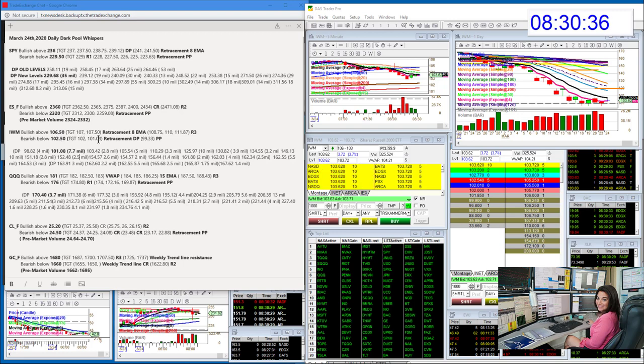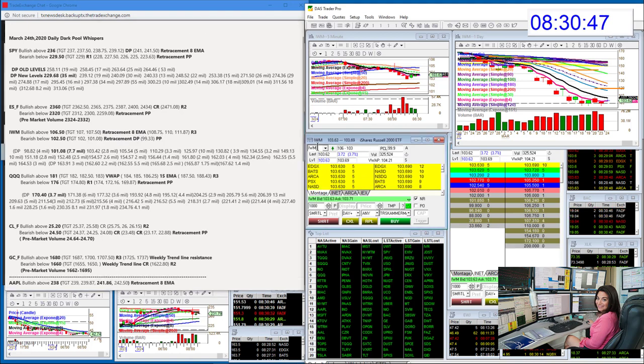Bearish below 102.50 and you can see 101.08 retracement to the dark pool. That's a very popular pattern to see if they still want to buy there or not. If they don't, look out below. All right, let's go to the QQQ.